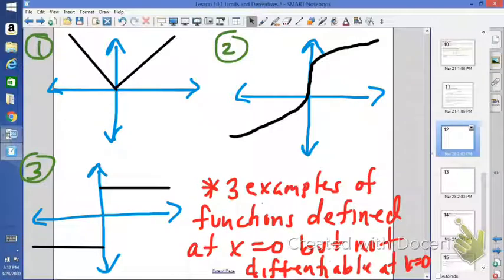The same thing for number 2. If we look at x equals 0 there, you see how the graph goes straight up the y-axis at x equals 0. That would be non-differentiable at x equals 0. And then for the third one, we have a jump discontinuity at x equals 0. So, another case where it would be non-differentiable. So keep that in mind when you're asked to differentiate at a point.